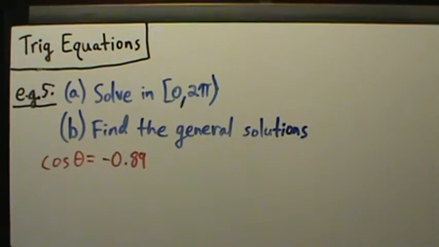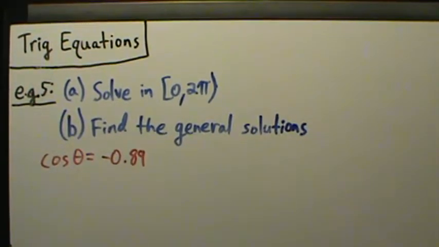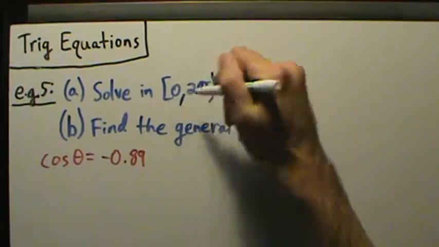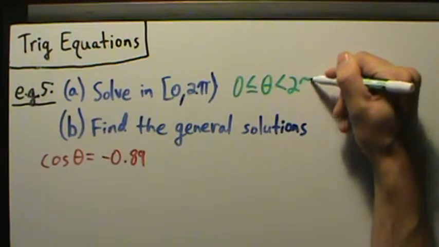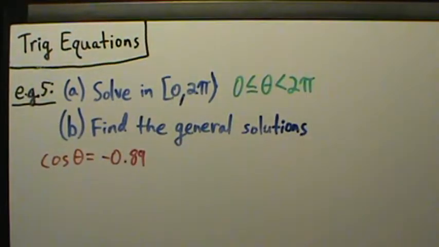Here's example 5 of solving trig equations. So here we have cosine of theta equals negative 0.89, and same instructions as always so far. Part A, solve in the interval 0 to 2 pi, and this interval like this means 0 is less than or equal to theta is strictly less than 2 pi. And then part B, find the general solutions.